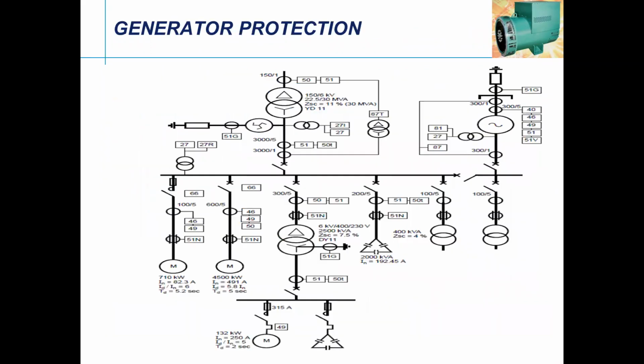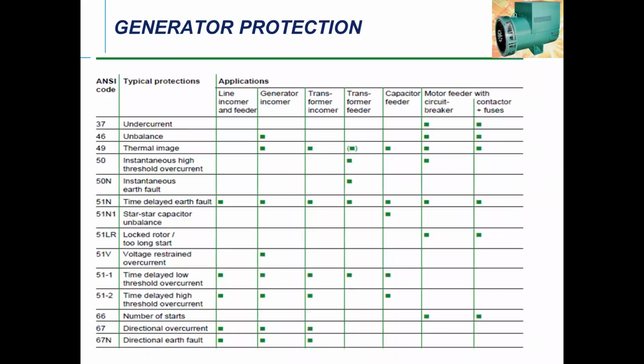This is again generator protection in general, which is not in the AVR but in the system, where you have protection relays: overcurrent relay, undercurrent, unbalanced, thermal image, instant high voltage threshold overcurrent, time delay fault and rotor lock current. These are the parameters you had earlier, and today certain parameters our AVR takes care of. Today it gives feedback to the system.